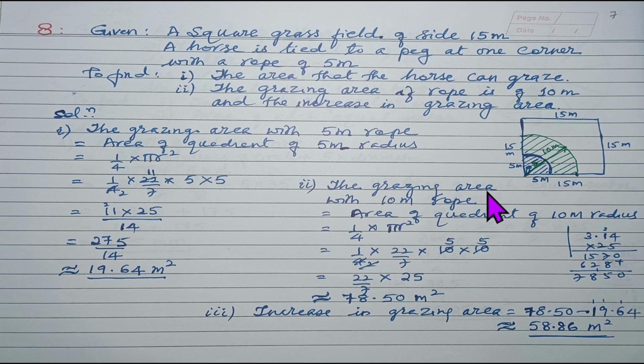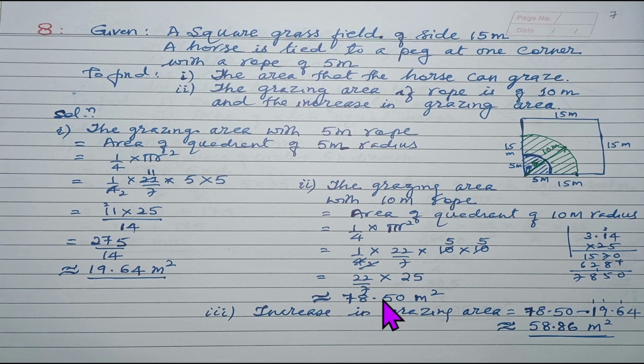Now what will be the grazing area if the rope length is 10 meters? Again we have to take the 1/4 of the circle made by the rope length of 10 meters radius, and that will be 1/4 of pi r square, that is 1/4 of 22 by 7 into 10 into 10, that will be 22 by 7 into 25, and that is equal to 78.50 meters square.